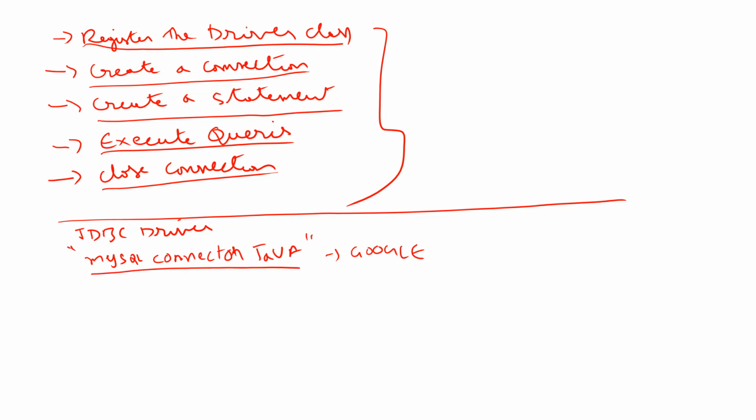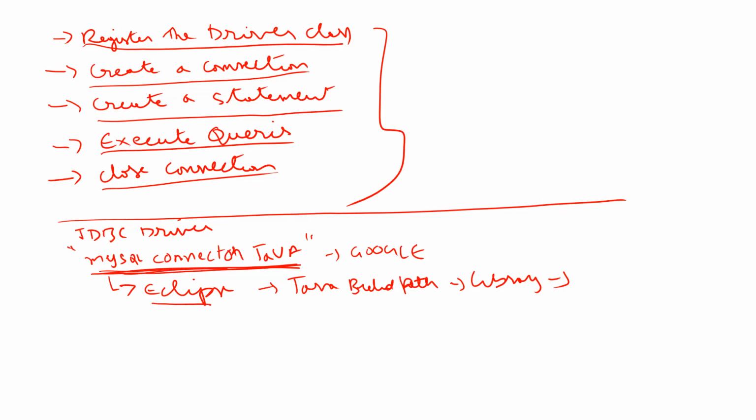You can download it, and once you download this, unzip the folder, and you will get a MySQL connector Java jar file, and you have to configure this in Eclipse. So you have to go to Java build path, go to library, and then click on add external jar files and add this one in Eclipse, so that it will be configured.